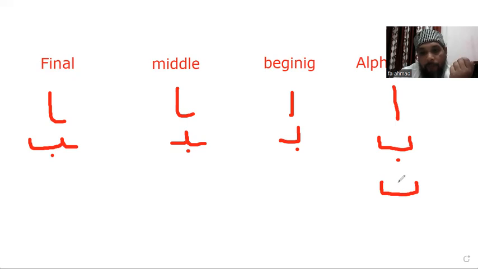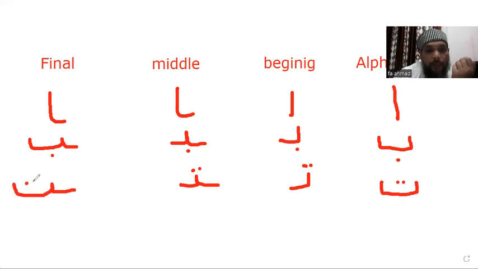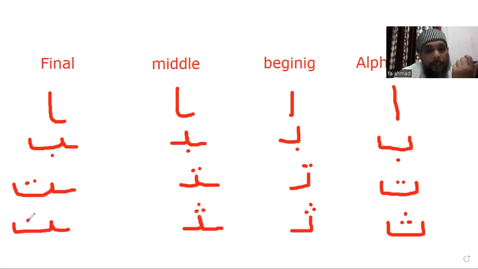Now let's see ta. Ta is like ba: this is the beginning shape, this is the middle shape, and this is the final shape, with two dots up. Now sa. Sa is like ba: this is sa beginning shape, this is sa middle shape, and this is sa final shape. So alif, ba, ta, sa. Alif has three shapes, ba has three shapes: beginning, middle, and final. I hope you noted it, right?